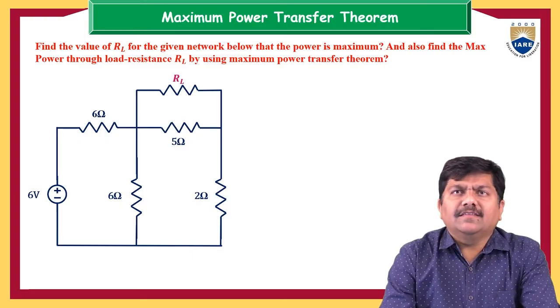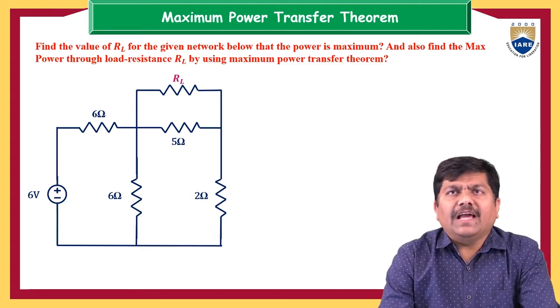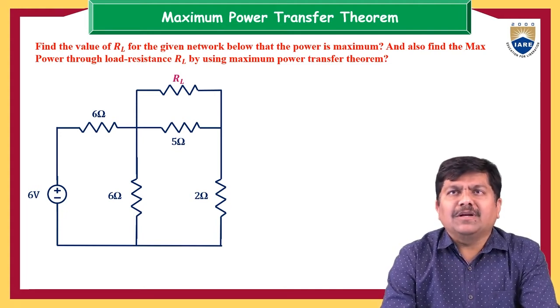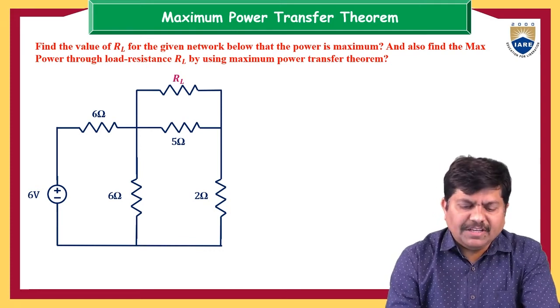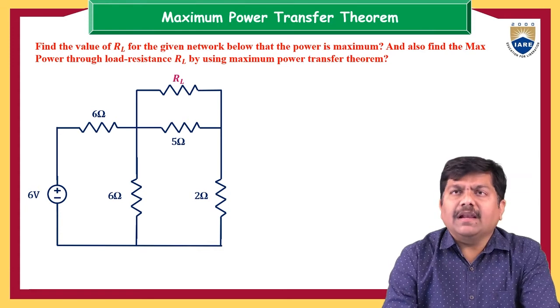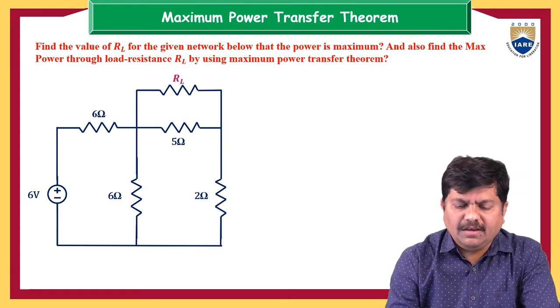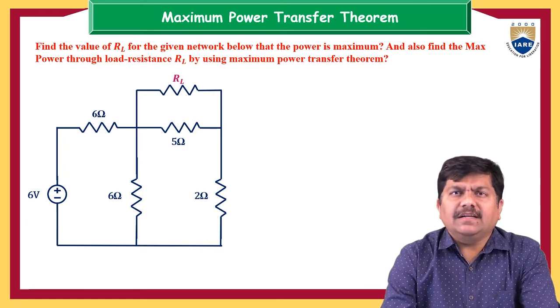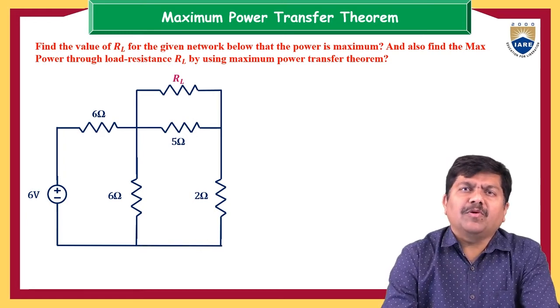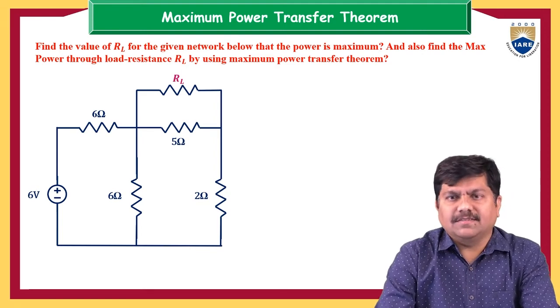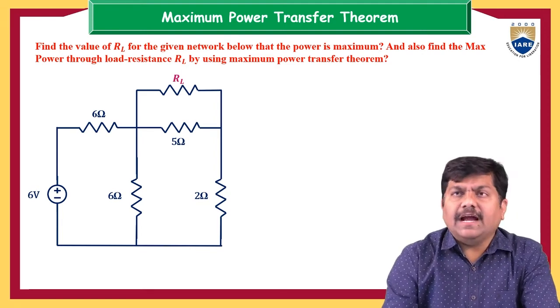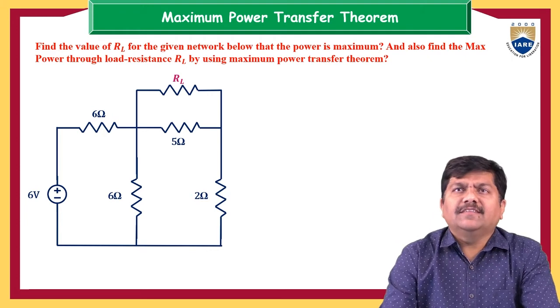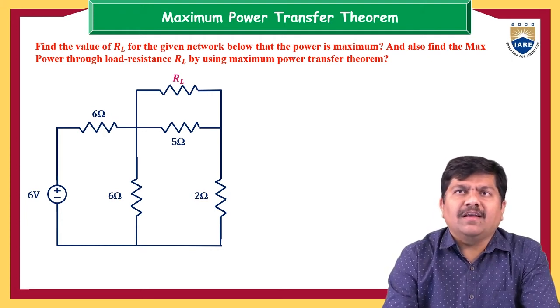Now, let me take the first problem: find the value of RL, that is, the load resistance, for the given network below. The network is given here. Let me calculate the load resistance RL such that there is a maximum amount of power delivered to the load resistance. That's the first part. And the second part is to also find the maximum power through the load resistance RL by using the maximum power transfer theorem.